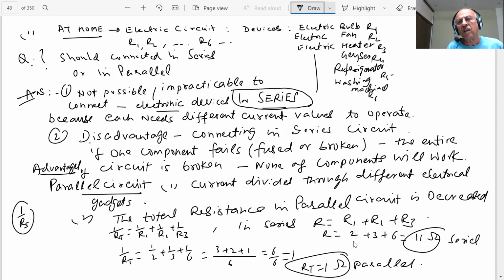And as you can see, the resistance in parallel becomes less. In series, it becomes very high. And if one appliance is out, the others are also out, student. They do not work in the series circuit. Is it clear? Any doubt?